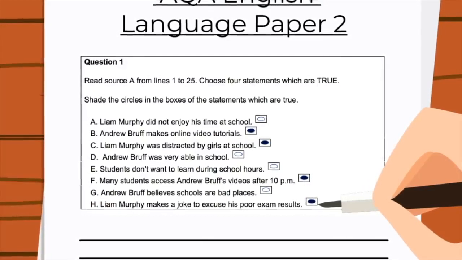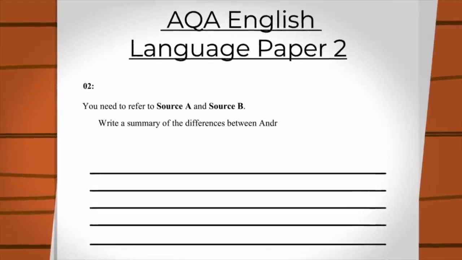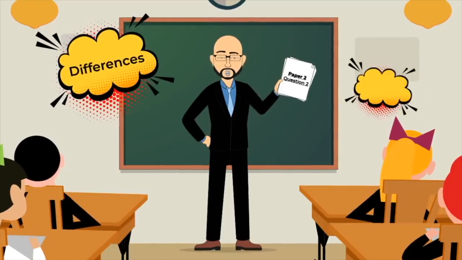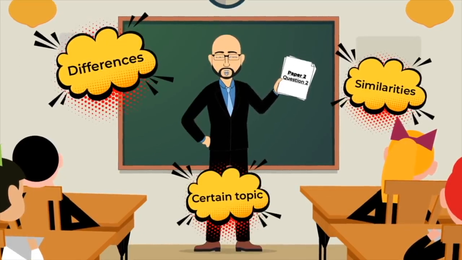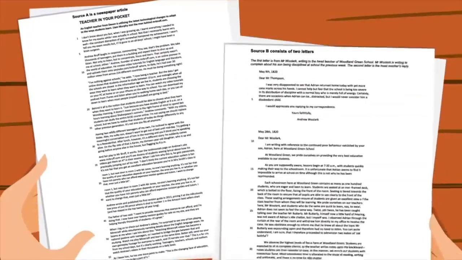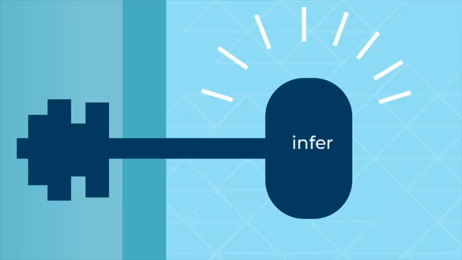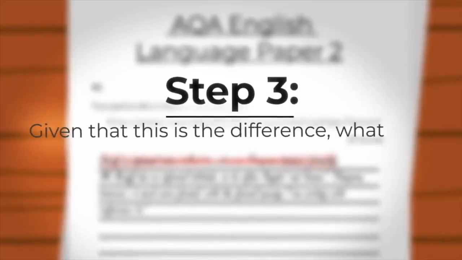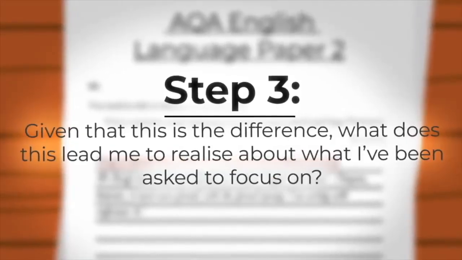You're going to need it again, that skill of inference in question 2, so make sure you spend a bit of time watching my videos on these questions to see what I mean. Question 2 is a summary question. It could ask you to summarize the differences, the similarities, or details about a certain topic. Whatever it asks you to do, the key skill is inference. Basically, given that this is the difference, what does this lead me to realize about what I've been asked to focus on?